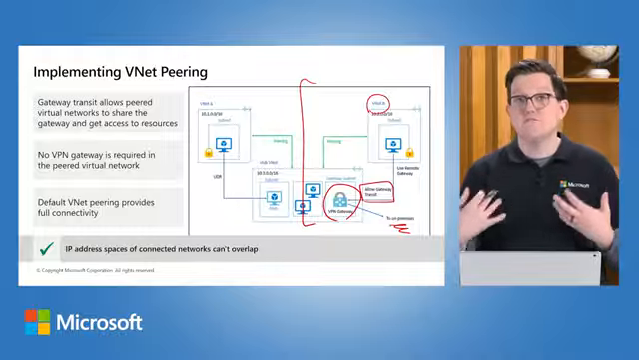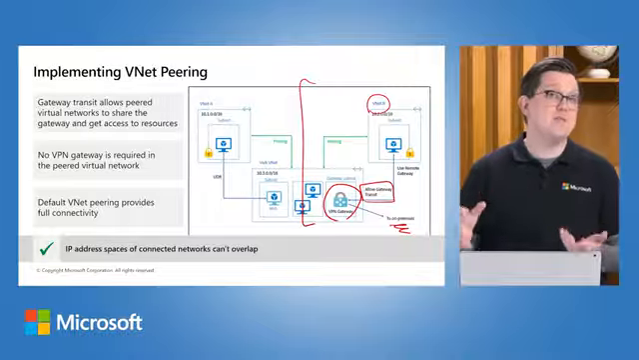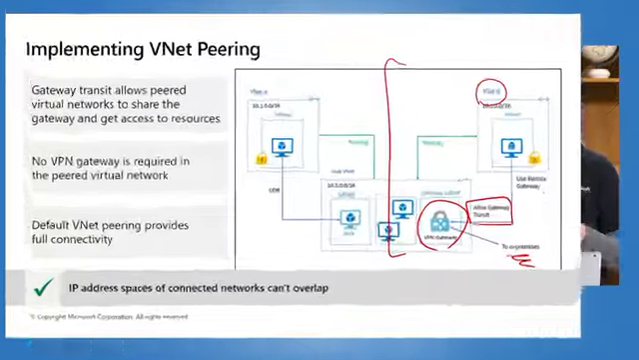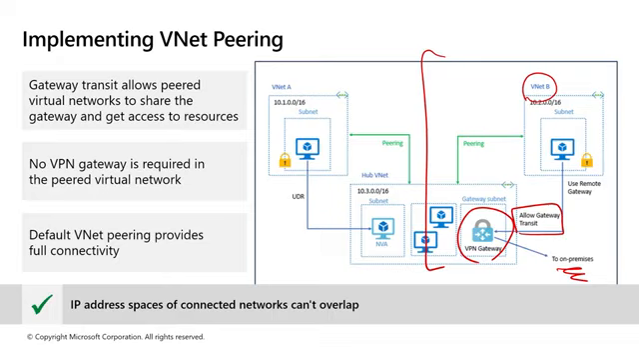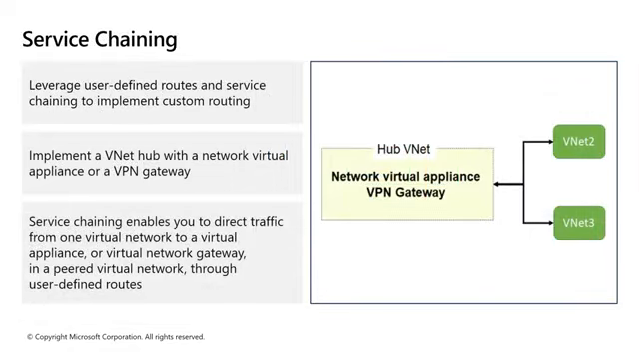Network virtual appliances, gateways, firewalls. These are things that we want to share amongst our network resources. So putting them in this central spot and using peering to ensure the traffic traverses privately that way is an easy solution and a quick win. One of the important things that we can leverage with this idea of peering through a hub is service chaining.